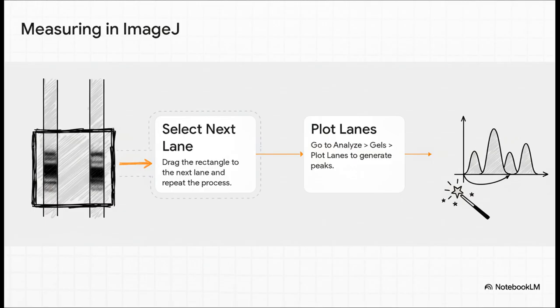Once you've marked all your lanes, you go back to Analyze, Gels, and this time click Plot Lanes. This gives you a graph where each band is now a peak. And here's the magic wand. Grab the wand tool, click inside each peak, and bam, ImageJ automatically measures the area under that curve, giving you the raw number for each band.